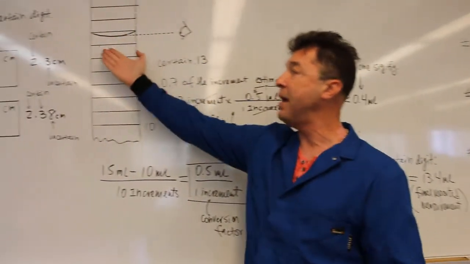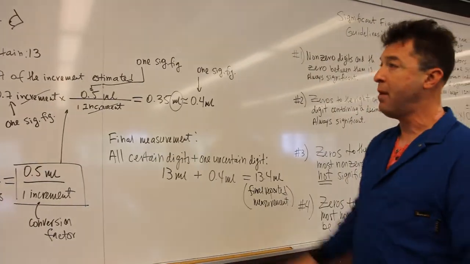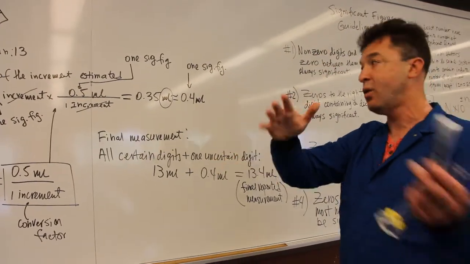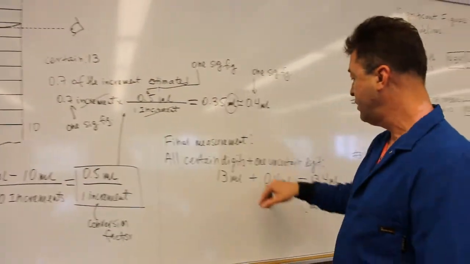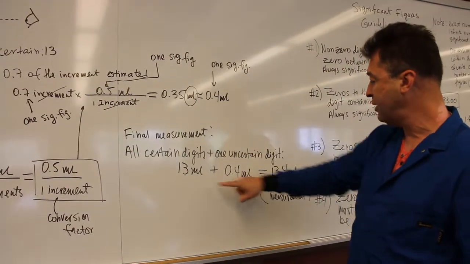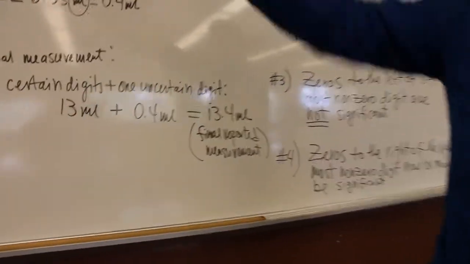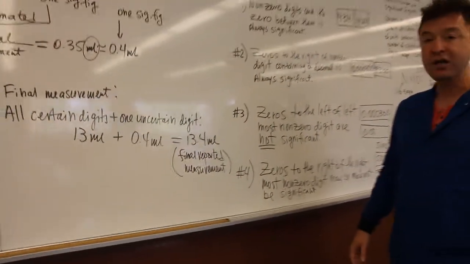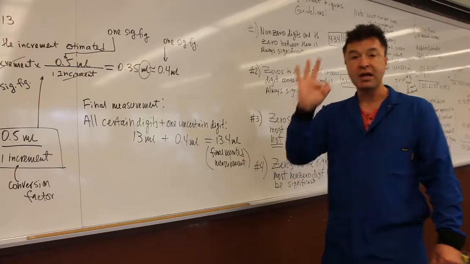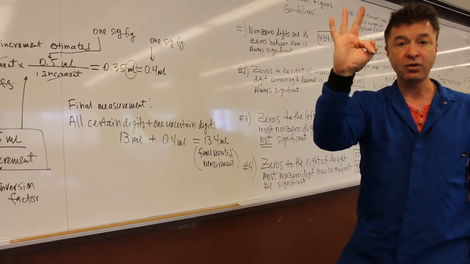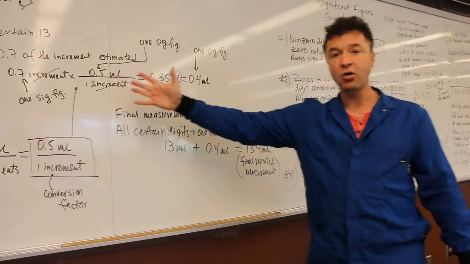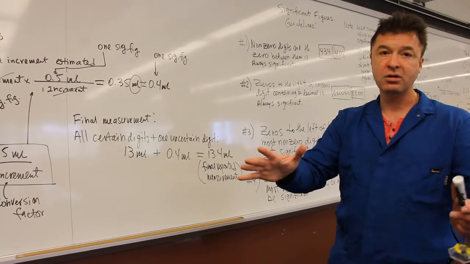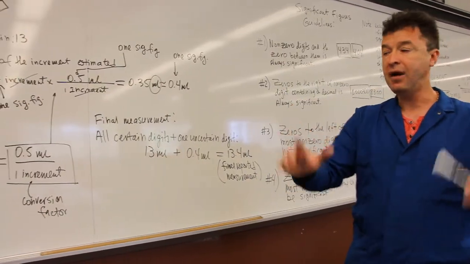Why? Because I estimated the empty space here. And so remember the significant figures: all certain digits plus one uncertain. So I got a certain 13 ml plus one uncertain digit, and my final result for that particular volume will be 13.4 ml, and that will be your final reported measurement value. And you of course have 3 significant figures here. This procedure always works for any kind of graduated cylinder. And believe me, it could be confusing, but if you follow the steps, you're going to be fine.